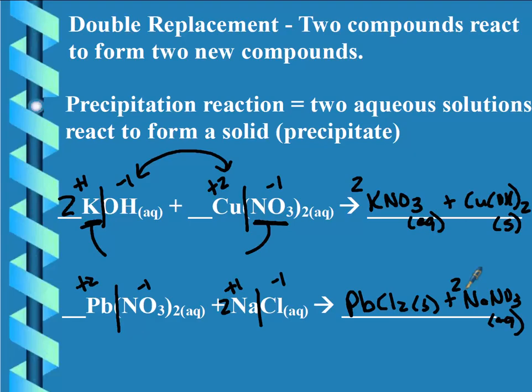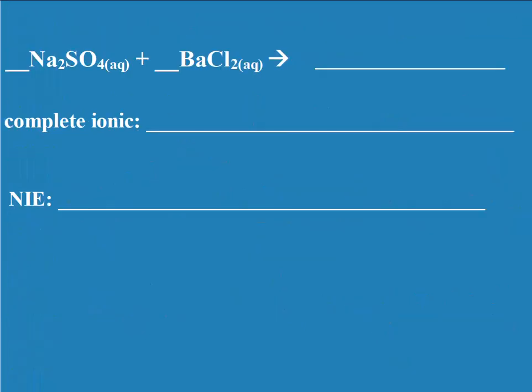So you should have gotten PbCl2 as a solid and NaNO3 aqueous, and then balancing, we needed 2's in front of those. This solid and this solid are our precipitates. Notice we have 2 aqueous solutions forming a solid precipitate. Okay, go ahead and do your molecular equation for this one and then restart.